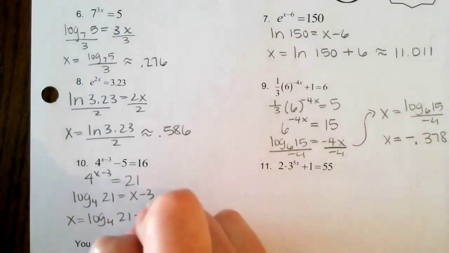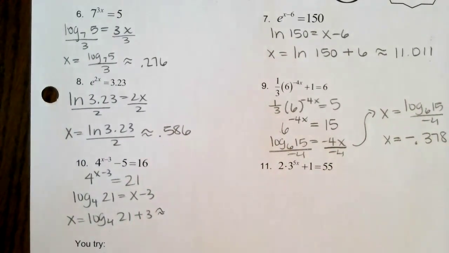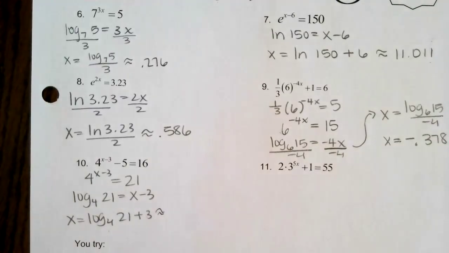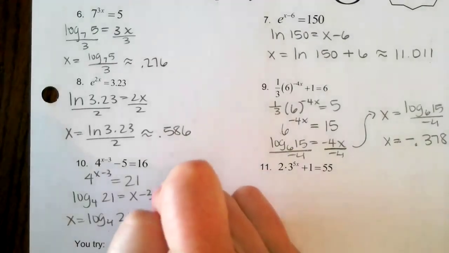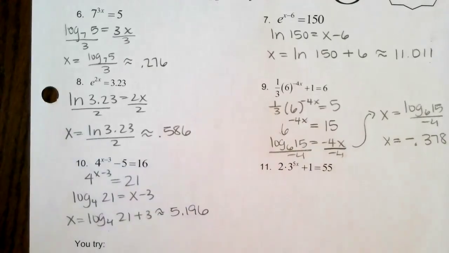We're going to put that in our calculator. Again, alpha window, 21, close the parentheses, plus 3, and so we get 5.196.